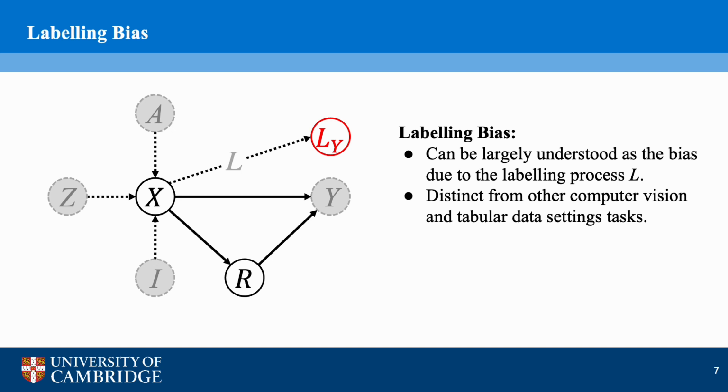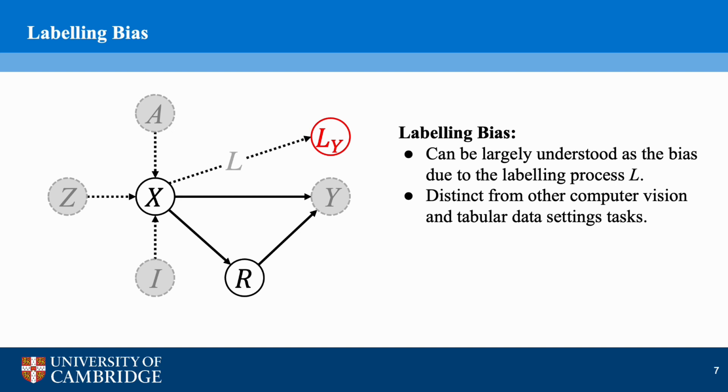Labeling or annotation bias can be understood as the bias stemming from the labeling process. So labeling bias is a form of bias more prevalent or observed in affect recognition. This is due to the subjective nature of facial affect expression and recognition. For instance, in a conventional computer vision setup, there is typically no or minimal discrepancy between LY and Y as they are typically the same.